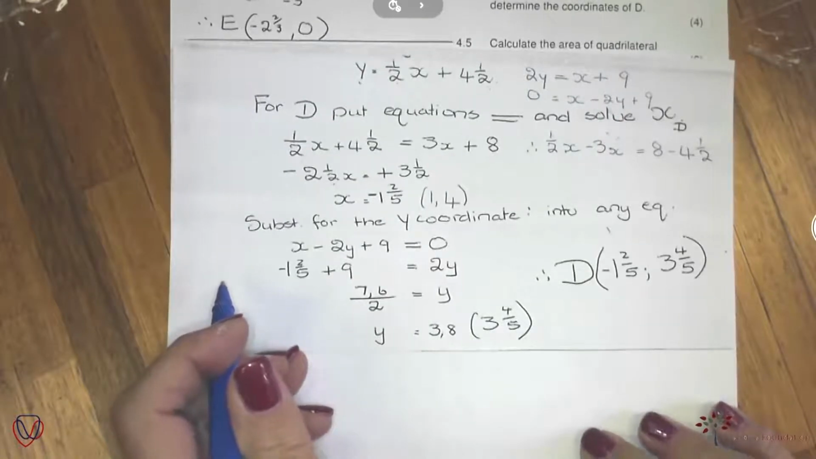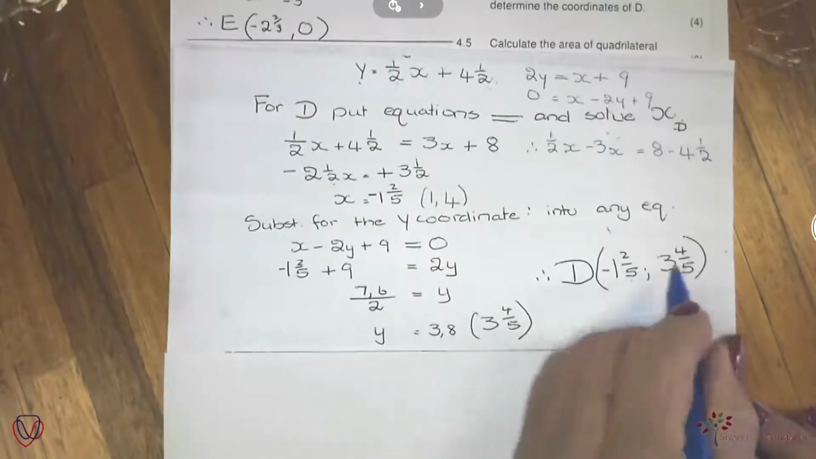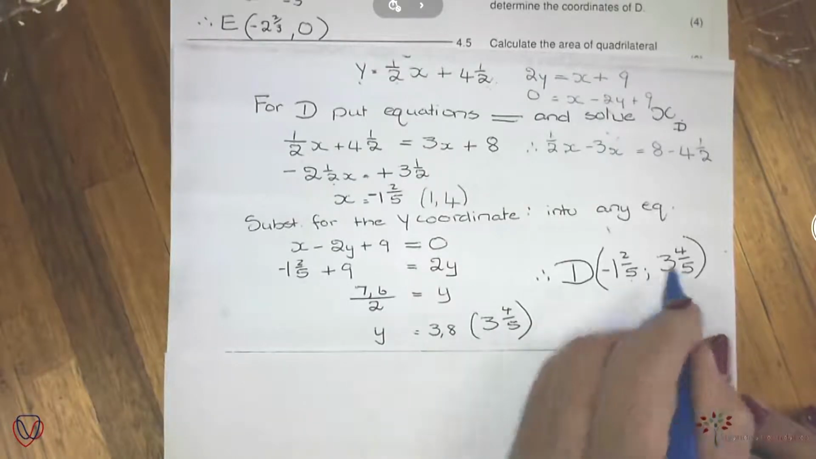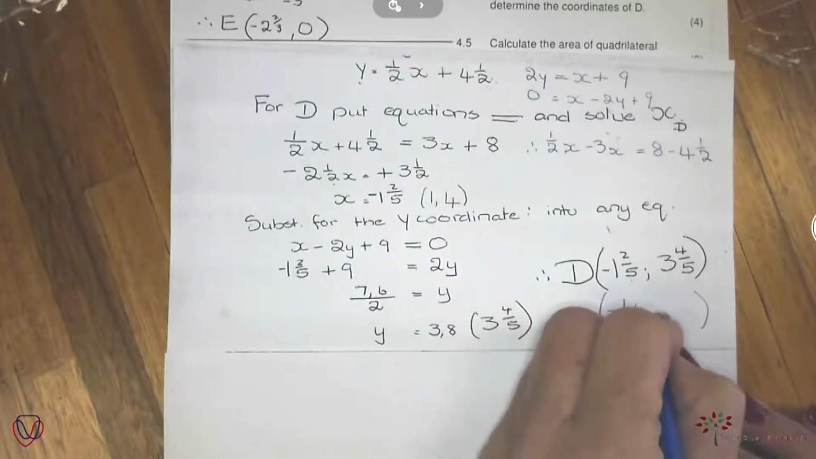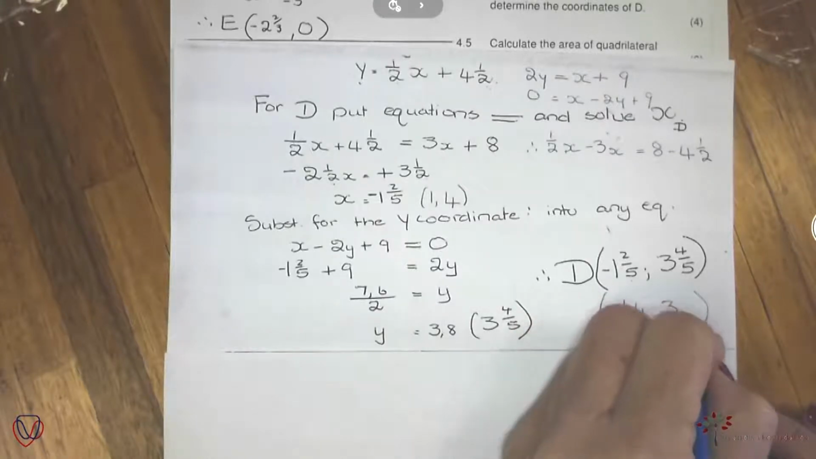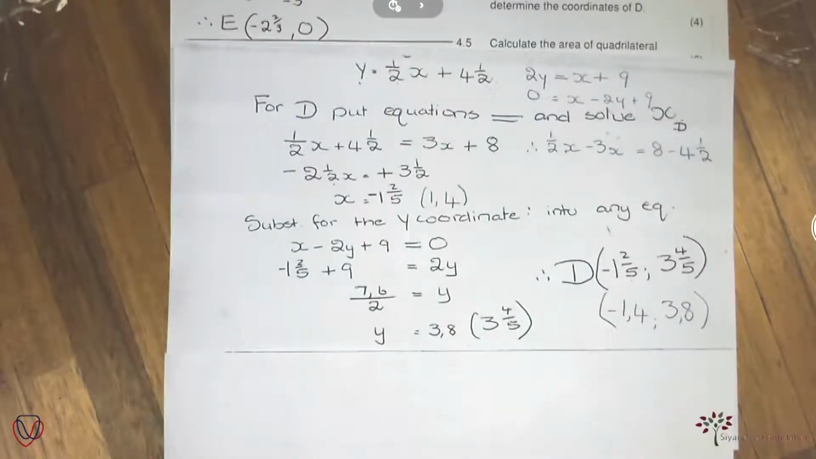People, you can leave it in decimal form if you want to. But if you write the coordinates, if the one is a fraction, the other one must also be a fraction. So this could also be negative 1.4 and 3.8. And you would get all your marks. Have you got it? Very nice question.